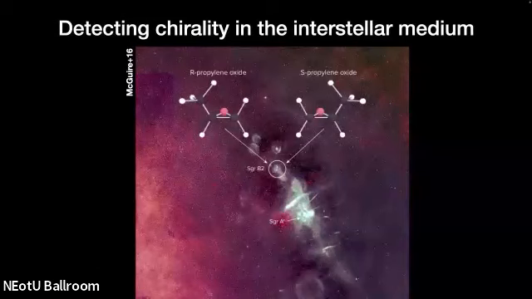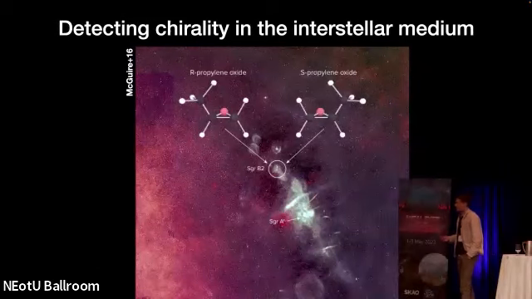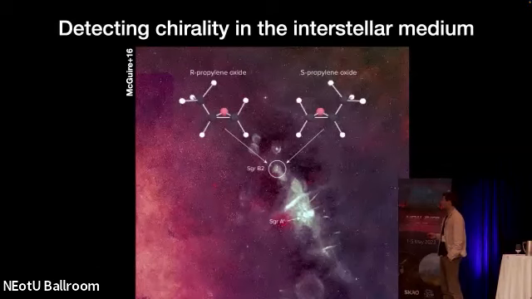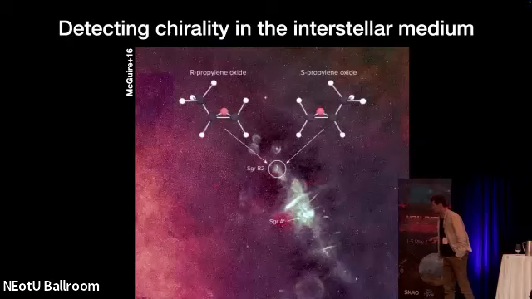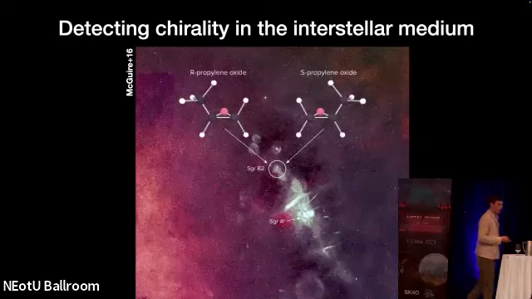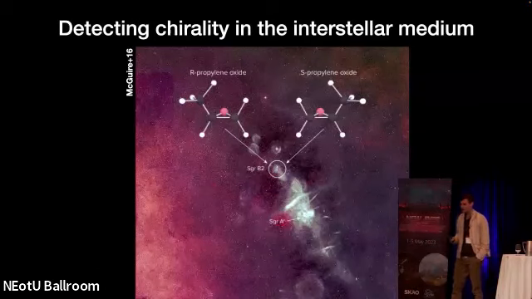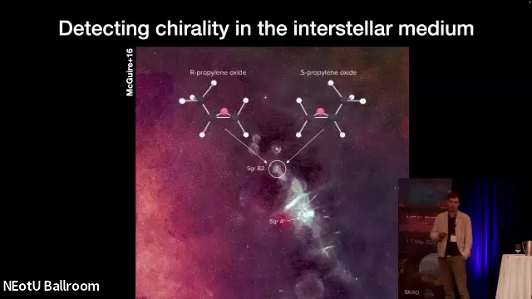I'm going to talk finally a little bit about detecting chirality in the interstellar medium. More than a few years ago, propylene oxide was detected with the GBT towards Sagittarius B2 in the northern part. And to me, this was a very exciting discovery as this is a chiral molecule, and it opens up the possibility to look if one of the enantiomers is there in a higher abundance.